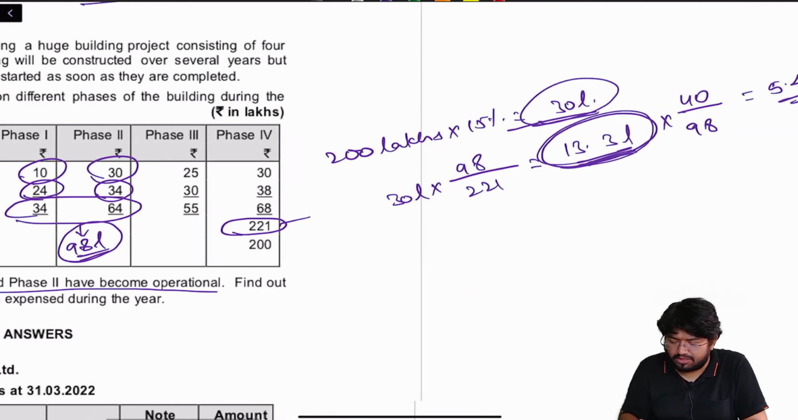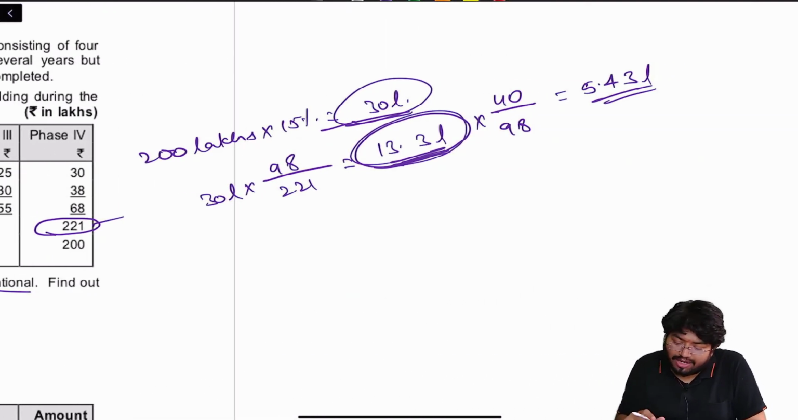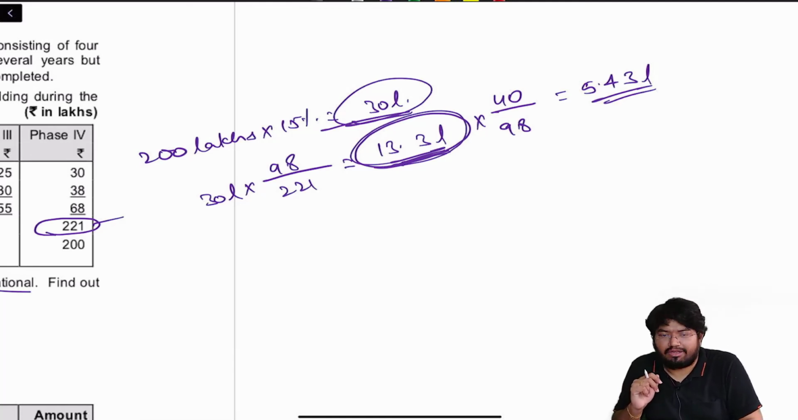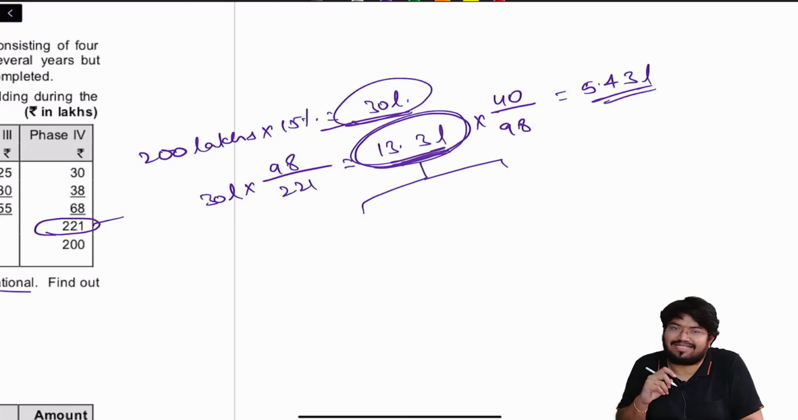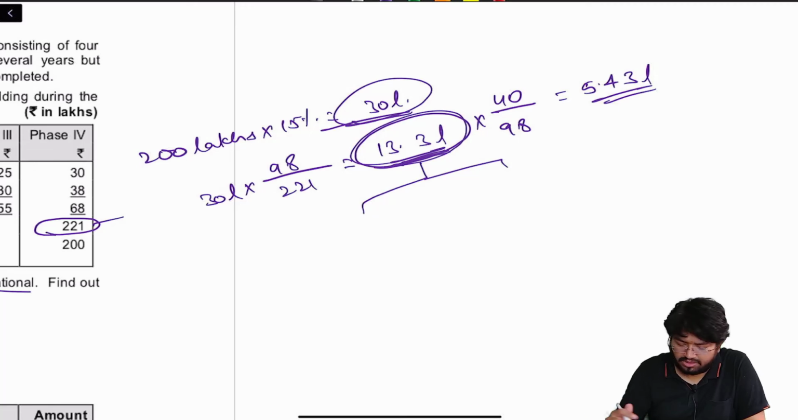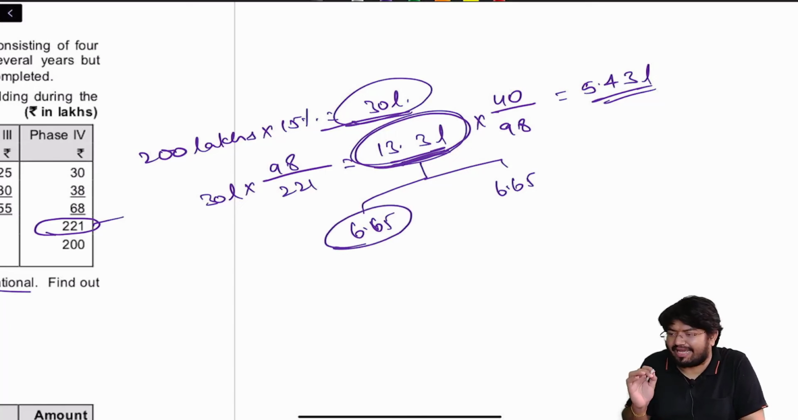Yes, sir. So in which case, you cannot directly take 5.43. First, out of this 13.3 lakh, you should see how much is for the first 6 months. How much is it going to be? 6 lakh something. 6.65. Okay, 6.65 lakhs.